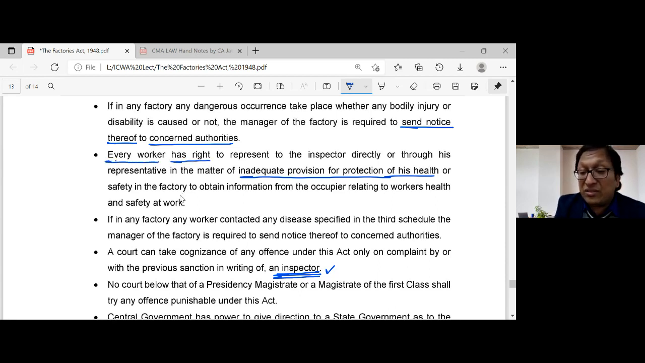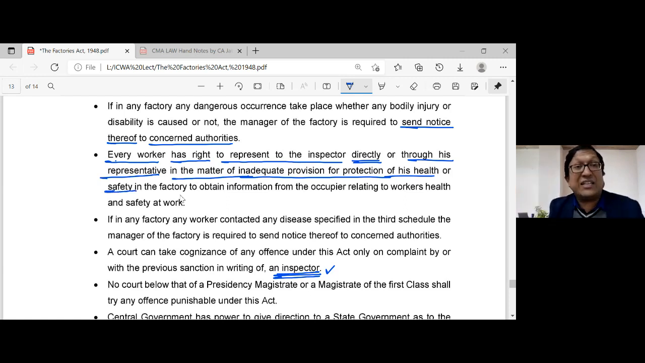Every worker has the right to represent to the inspector directly or through his representative in the matter of inadequate provision for protection of his health. They can say that they are working in conditions which are dangerous to their health, not safe, so they can inform the inspector and obtain information from the occupier, and then the inspector will inquire from the occupier to check why these facilities have not been provided to the workers. Okay.